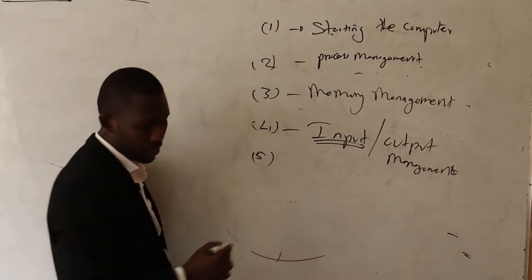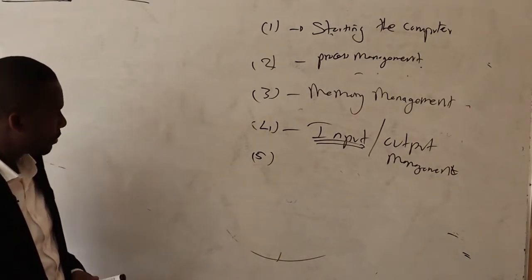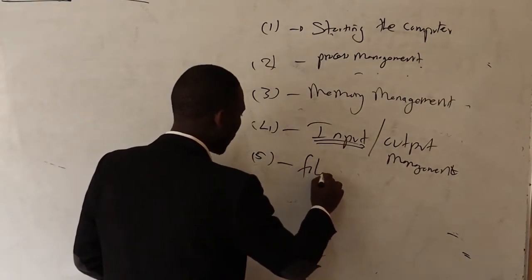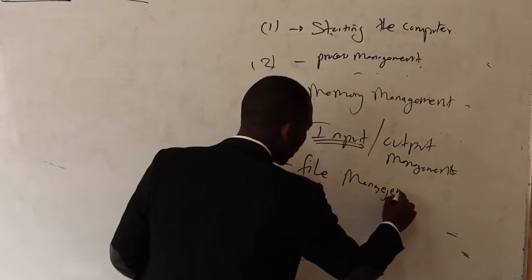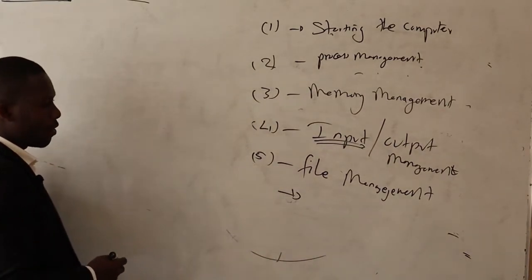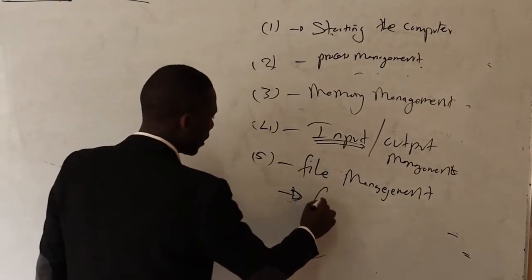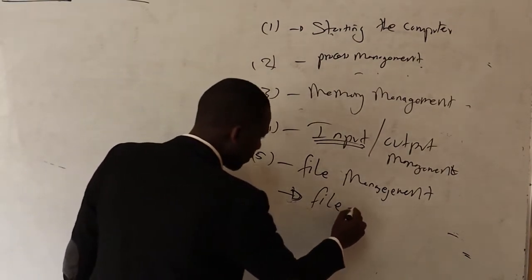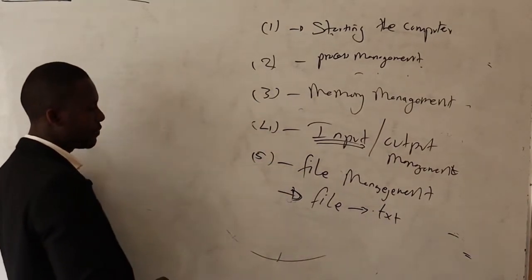So then that is the work of the operating system to control any hardware connected to the machine. Then file management is another function of the operating system. In talk of file management, we are referring to creation of files. The operating system enables you to create files of different textures, maybe TXT files, that is text document files.